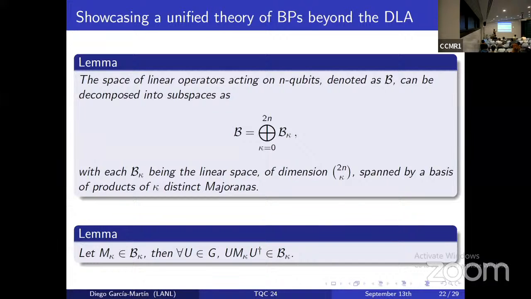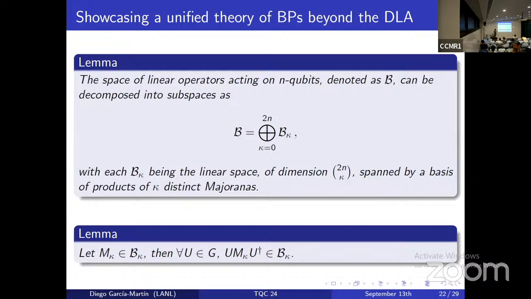The first one is that if you take the entire space of linear operators, of dimension 4 to the n, then this operator space can be decomposed as a direct sum of orthogonal subspaces that we call B_k, where each B_k is spanned by operators which are the product of k Majoranas. So if k equals 0, we have the identity. If k equals 1, we have all the Majoranas. And if k equals 2, we have all the possible products of 2 Majoranas. And in this case, B_2 corresponds to the algebra so(2n). So this is the first fact.